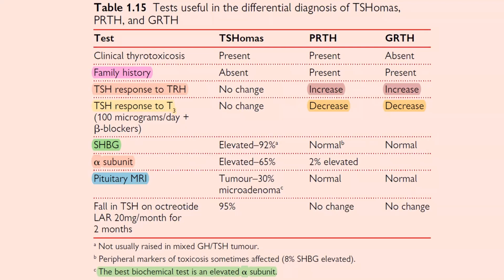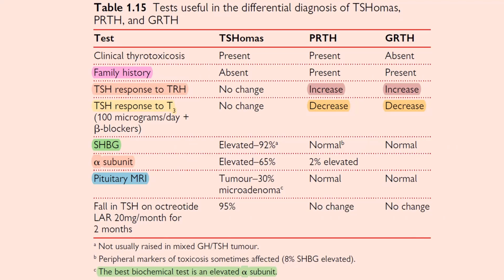Alpha subunit is the best biochemical test in the assessment of TSH-oma versus resistance to thyroid hormone, which will be elevated in about 65%. Pituitary MRI is not the first option in differentiation between TSH-oma and resistance to thyroid hormone, because there is pituitary incidentaloma, which may be a non-functioning pituitary adenoma, not a TSH-secreting pituitary adenoma. So a pituitary MRI is important as a second choice after alpha subunit.